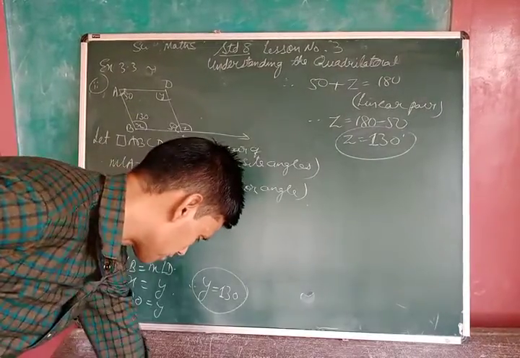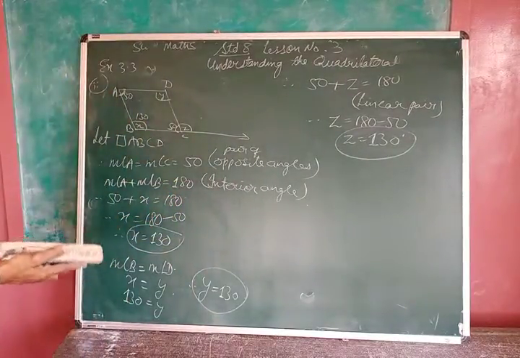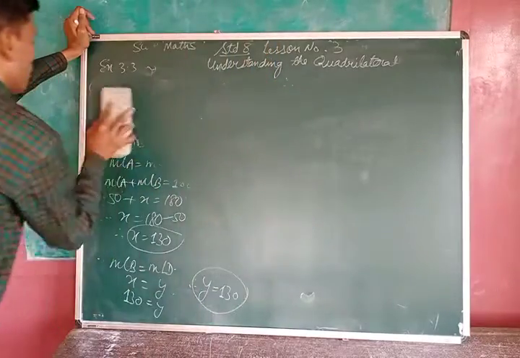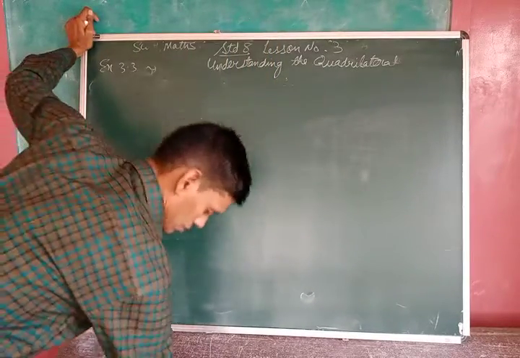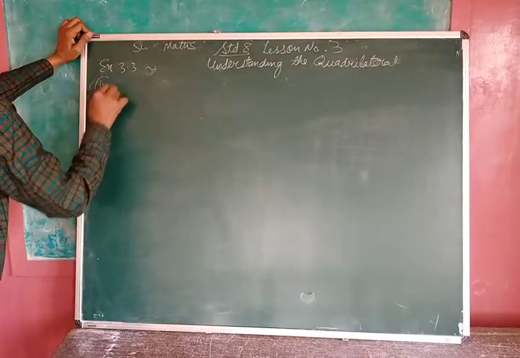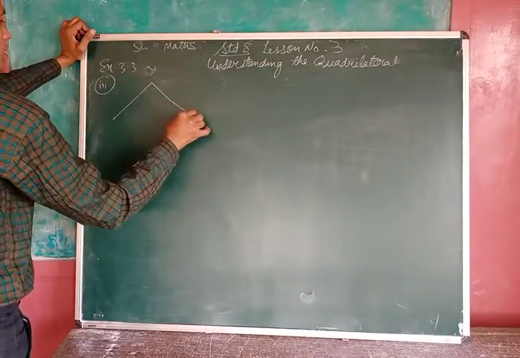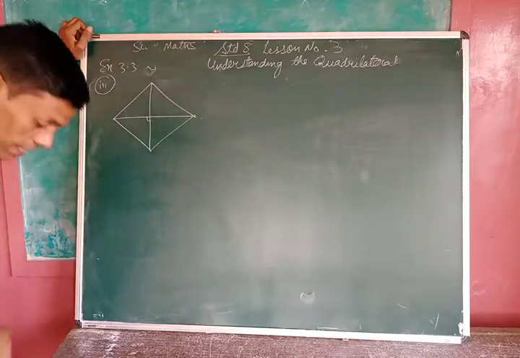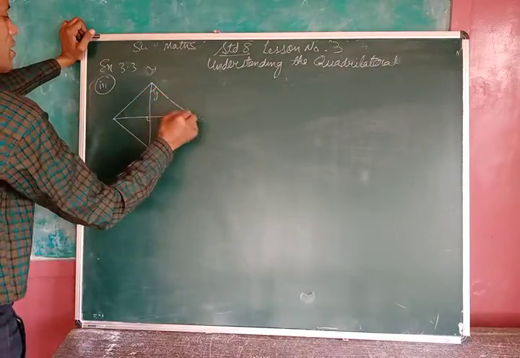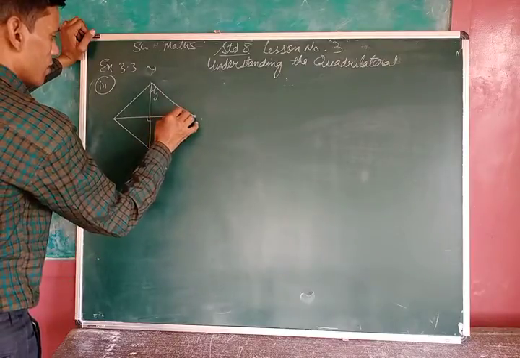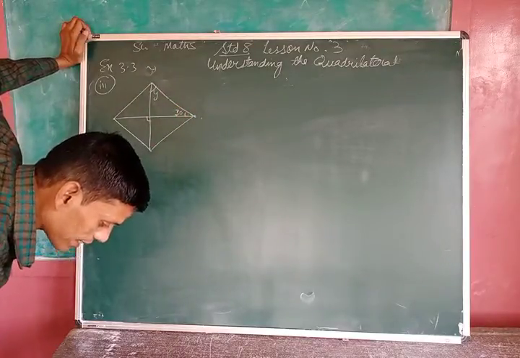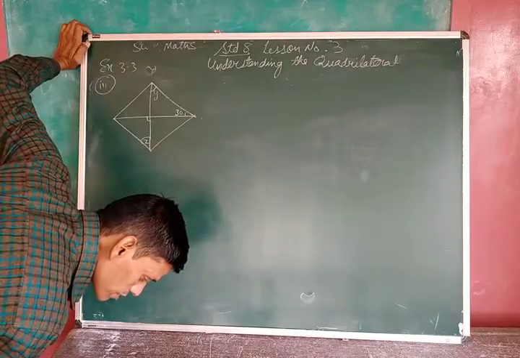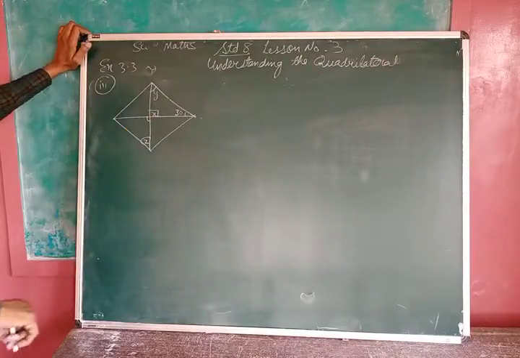Now, the next one I am explaining. See, again, there is a third one. Third one, what is given here? This is also a parallelogram. Here it is said this is 90. Again, here Y is given, and you are given 30 here. You have to find Z, Y and X.